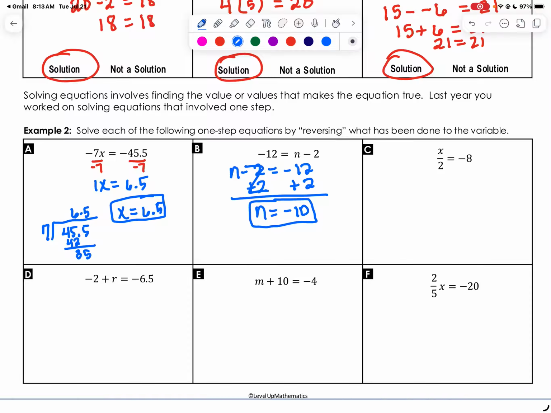Problem C, x divided by 2 is equal to negative 8. So the opposite of divide by 2 is to multiply by 2. So I'm going to multiply this equation, both sides, by 2. And when I do that on this side, this 2 will cancel with this 2, leaving me x. And 2 times negative 8 would give me negative 16.